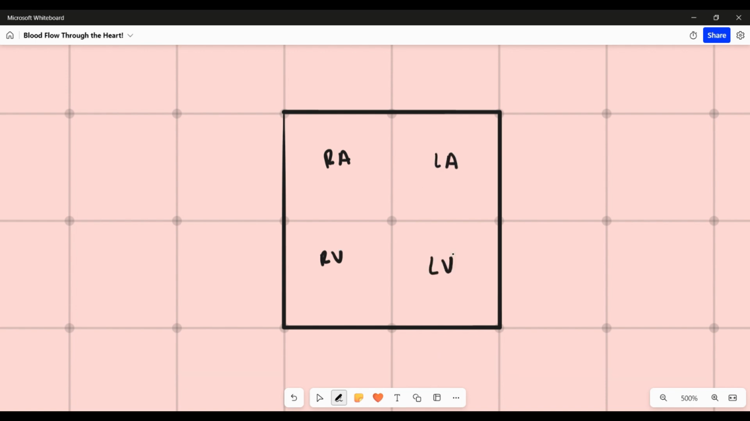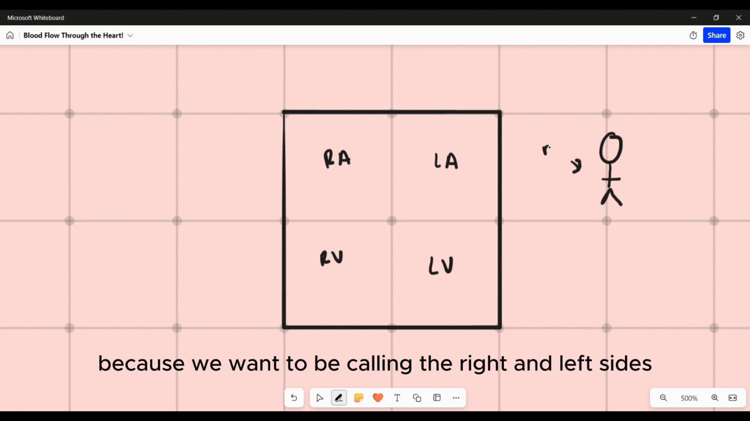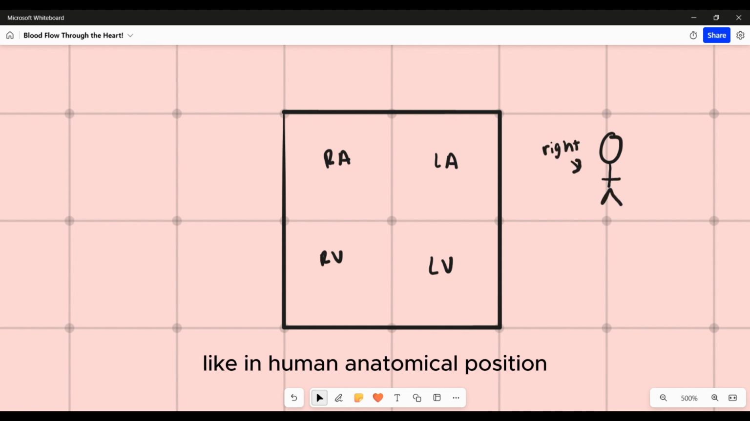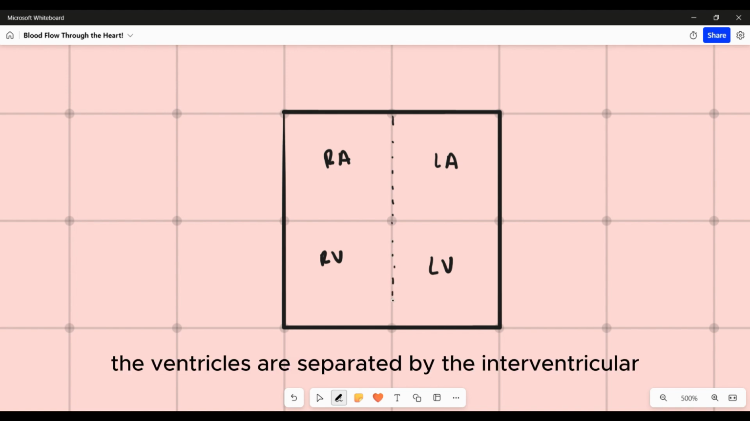ventricle. The right and left side is flipped on paper because we want to be calling the right and left sides what it would be on a person, like in human anatomical position. The atria are separated by a wall called the interatrial septum, and the ventricles are separated by the interventricular septum.